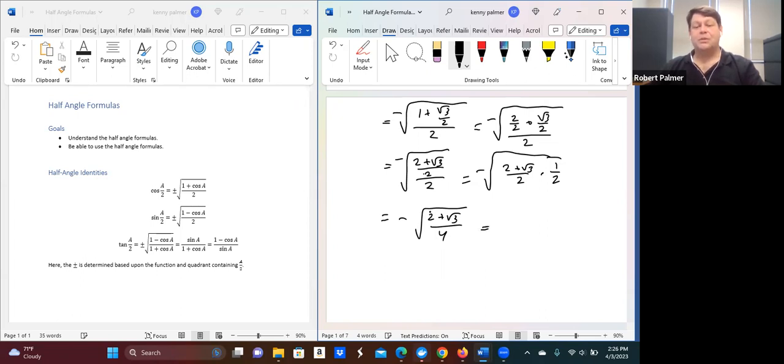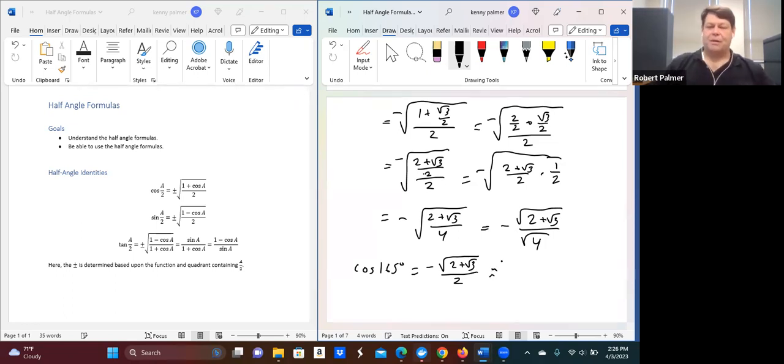A rule says that if you're taking the square root, or any root, any radical of a fraction, you can break that up into the radical of the numerator, 2 plus the square root of 3, over the radical of the denominator, square root of 4. Of course, we know the square root of 4. So finally, the cosine of 165 degrees is equal to minus the square root of 2 plus the square root of 3, over 2. Okay.